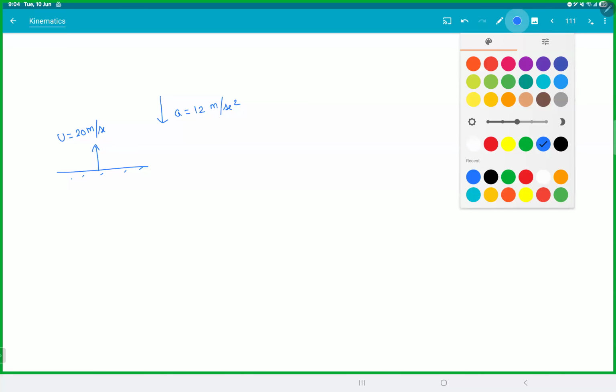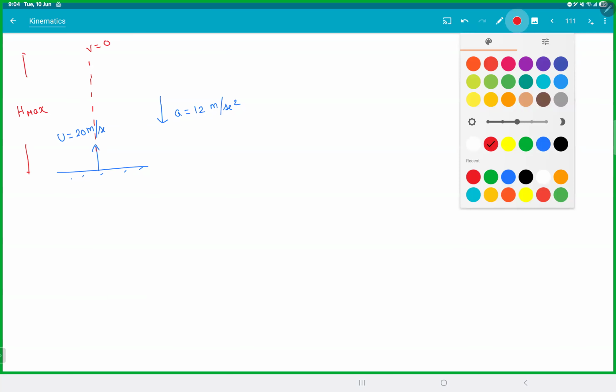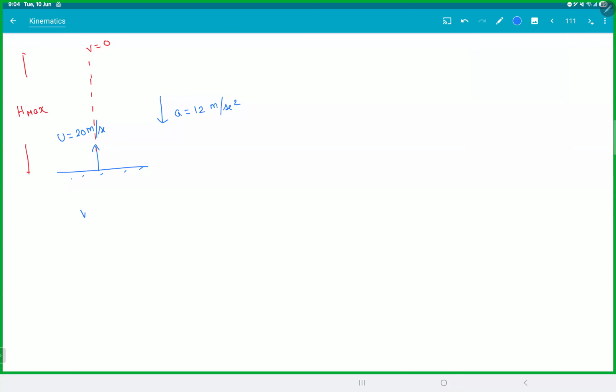This is second. Same story. So this guy will go up. It stops here at h max. You go back to the basic derivation, and then you can use the formula v square minus u square is 2as. V is 0, this is 20 square, and this is 2 into minus 12 into h max. You will need h max. That would be how much? 400 by 2 into 12, that's 200 by 12, which is 50 by 3 meters.